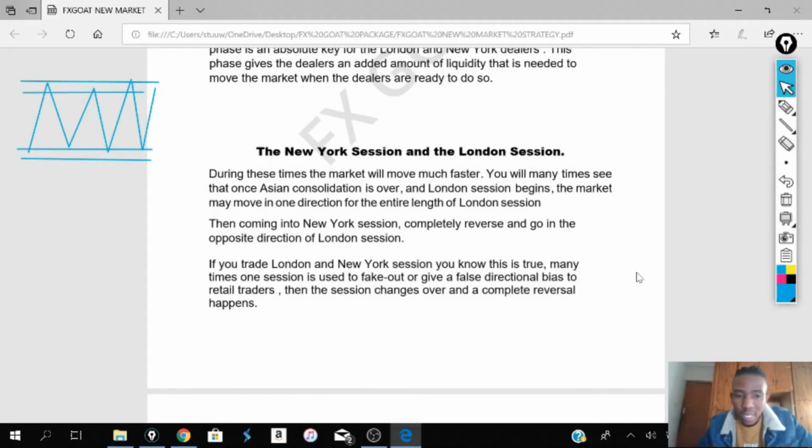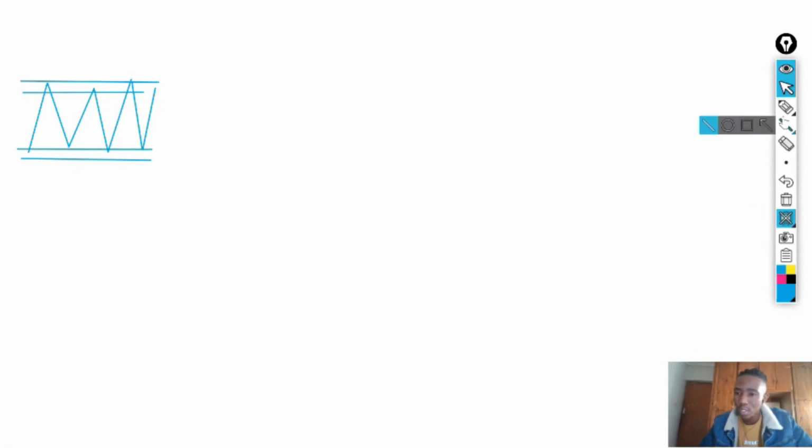You will many times see that once the Asian consolidation is over and the London session begins, the market may move in one direction for the entire length of the London session, and then coming into the New York session completely reverse and go in the opposite direction of the London session. If you trade the London and the New York sessions, you know this is true. Many times one session is used to fake out or give a false directional bias to retail traders, then the session changes over and a complete reversal happens. Now let's say, for instance, we're in a consolidation right here.